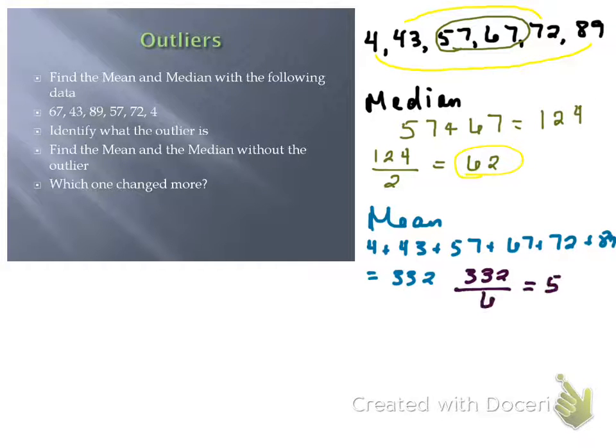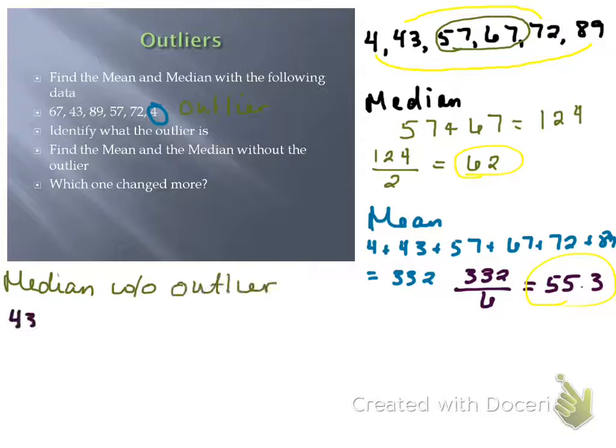Our mean, you add up all of them and then divide by the number, which is 6. So they equal 332 divided by 6, you get 55.3. Okay. Now that's with the outlier. Now we have to identify what the outlier is. In this case, it's 4, because 4 is completely different, far away from the other numbers.